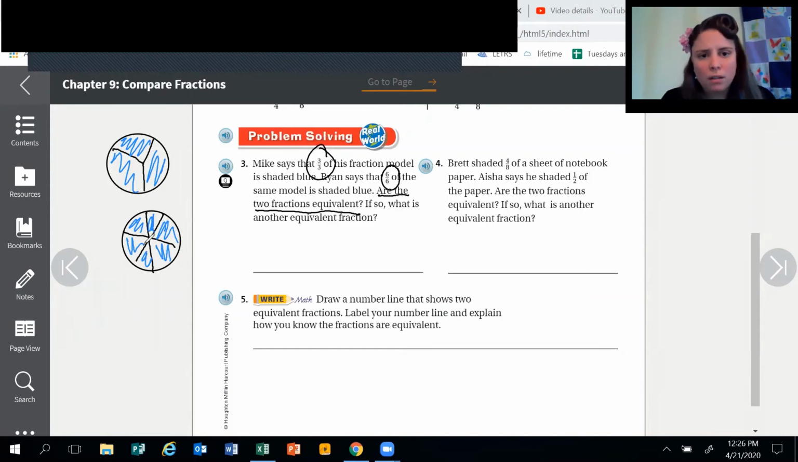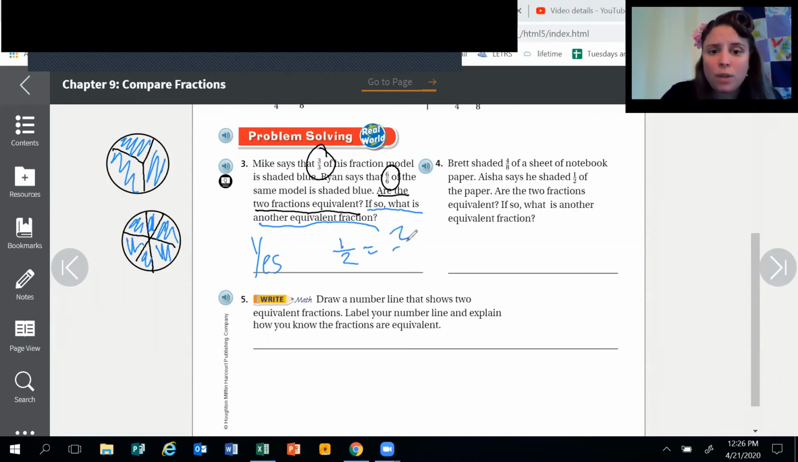So when we draw the model, are the two fractions equivalent? Yes. Okay. Now we answered the first part of the question. We have to answer the second part of the question. If so, what is another equivalent fraction? Then you can go back to what we did earlier or yesterday, which is 1/2 is equal to 2/4. You don't have to do that. You can pick your own fraction that is equivalent.